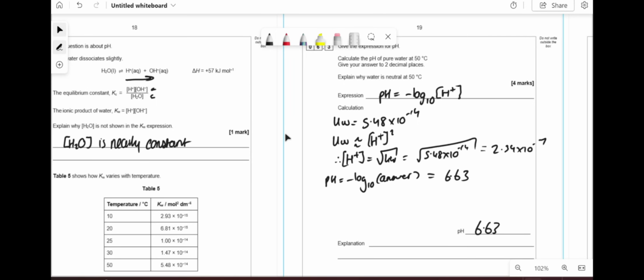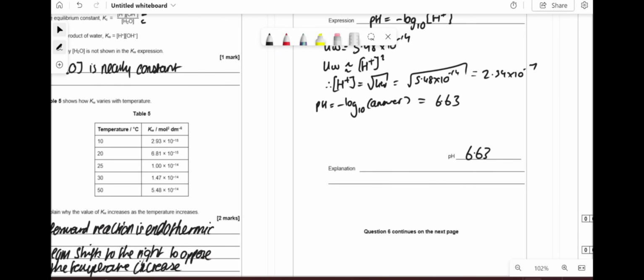Then it says explain why water is neutral at 50 degrees Celsius. It's because each H2O molecule that dissociates gives one H plus and one OH minus. So they're balanced. You have equal amounts. That's why we made that squared assumption there.